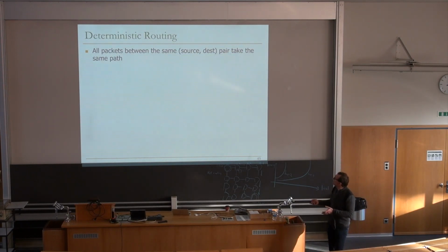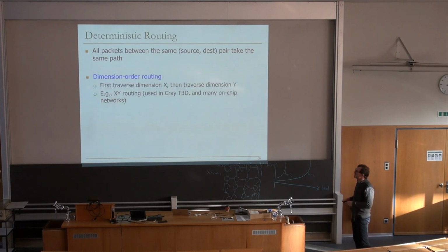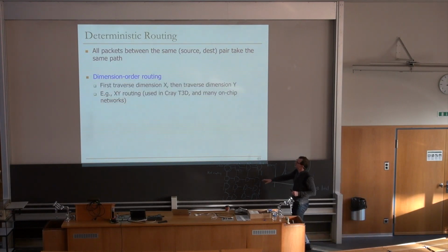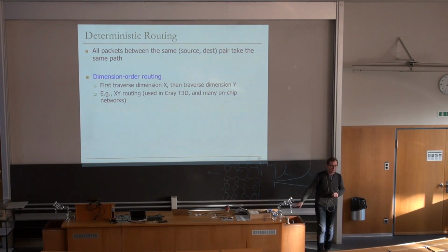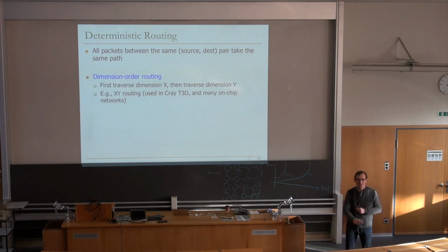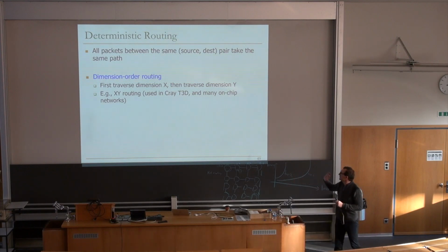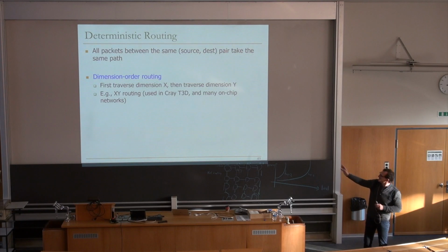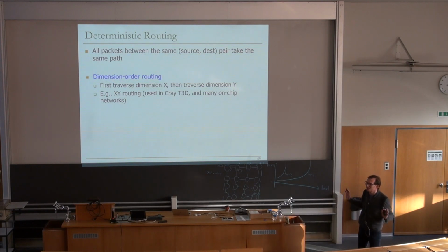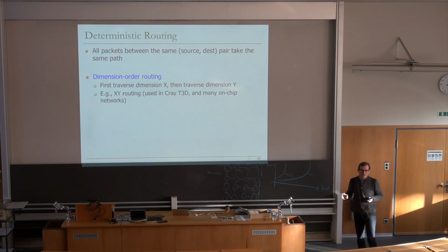Deterministic routing: all packets between the same source-destination pair take the same path. This is also called dimension order routing in meshes. And I've already given you the idea. First, traverse dimension X, and then traverse dimension Y. This is called XY routing. You could also do the opposite. You first traverse dimension Y and then dimension X. That's called YX routing. This is actually used in the Cray T3D machines and many on-chip networks because it's very simple, right? And it makes the router also very simple.